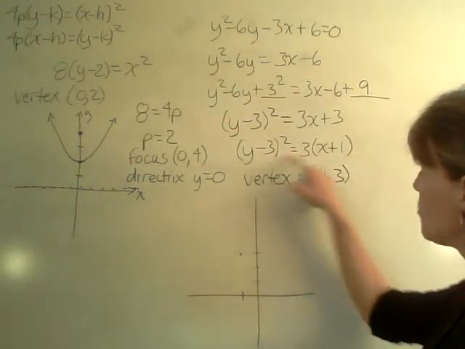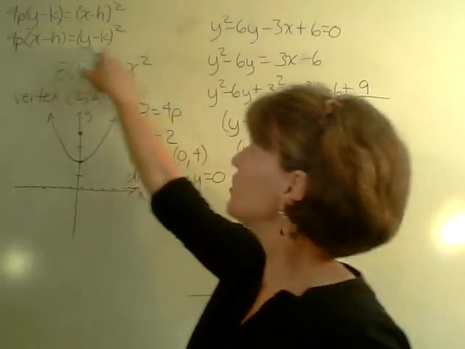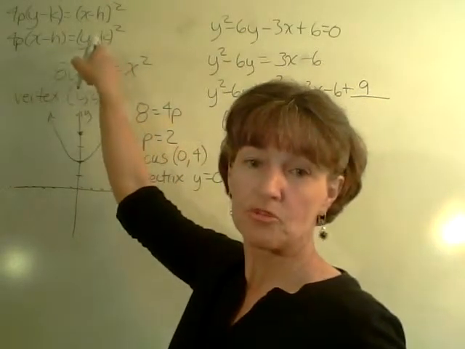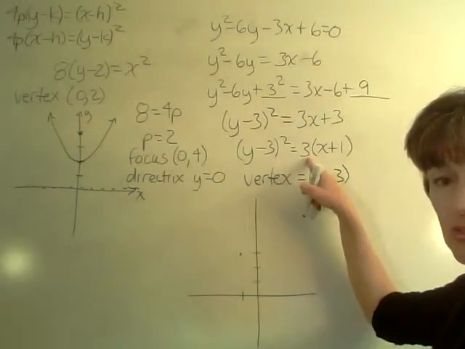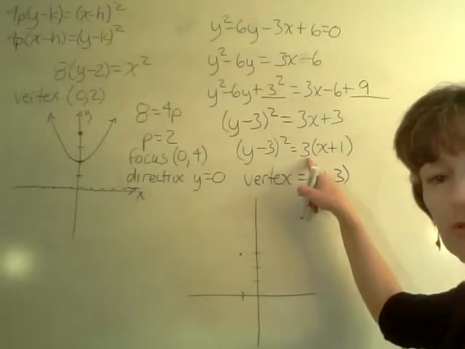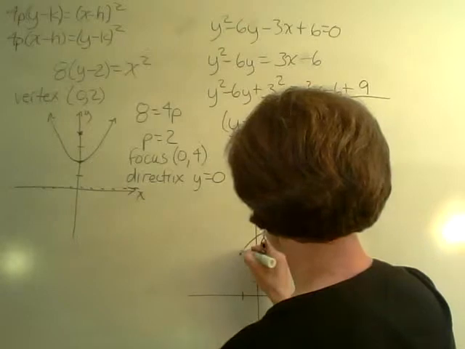Now, when I look at my equation, I see that the y is squared, which means that we're going to have a parabola that opens to the right or to the left. Since my 4p, which is 3, is positive, I know that my parabola is going to open to the right. So here's my vertex, and it just opens to the right.